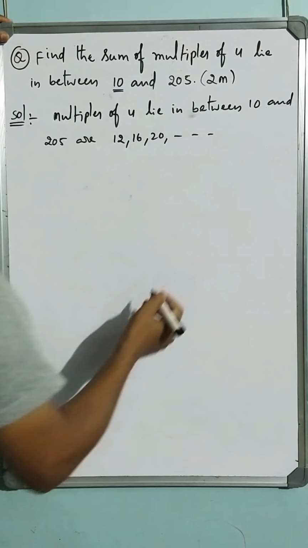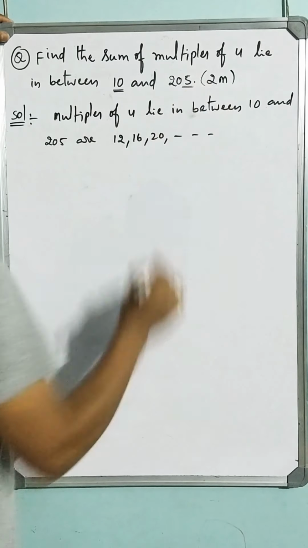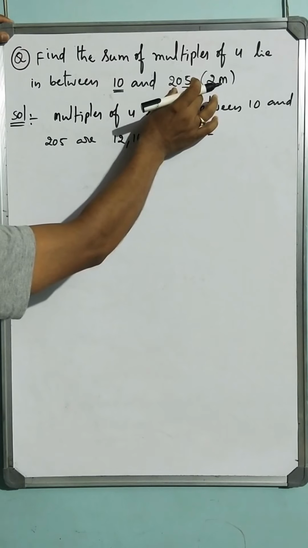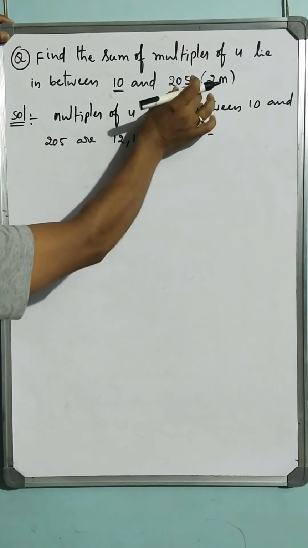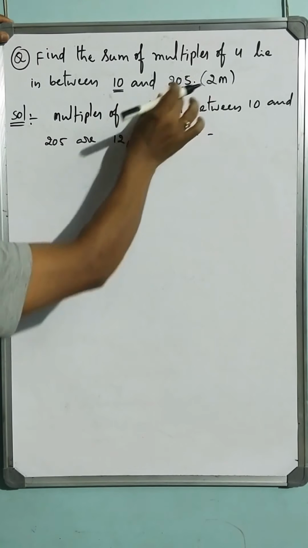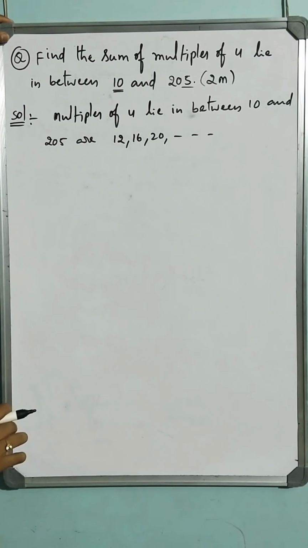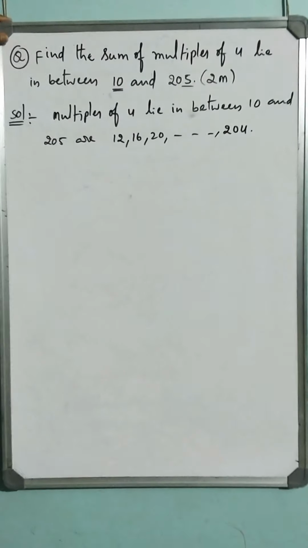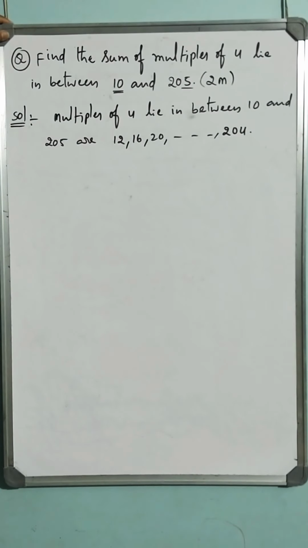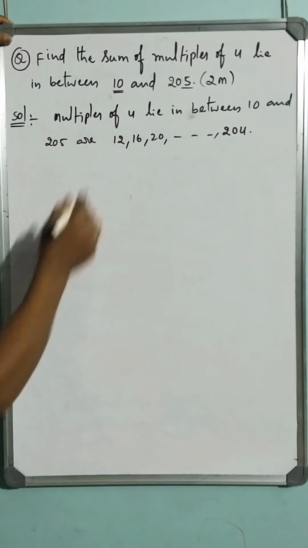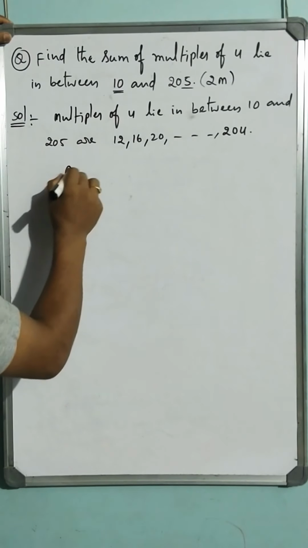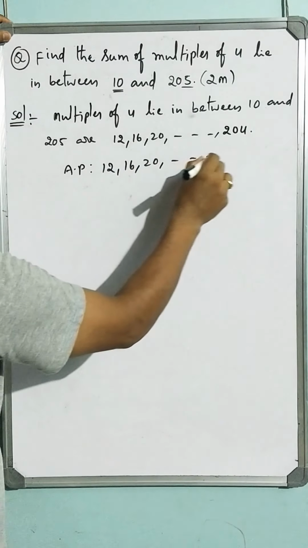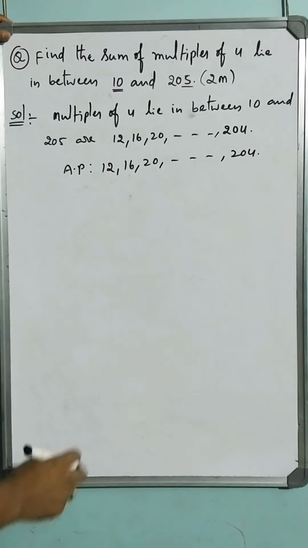And the last one is, see, if the last two digit number is divisible by 4, then the number is divisible by 4. 05, obviously if you subtract 1, 04, that is divisible by 4. So it seems 204 is the last number which is divisible by 4. So, this is an AP. The AP is 12, 16, 20 and so on. The last number is 204.